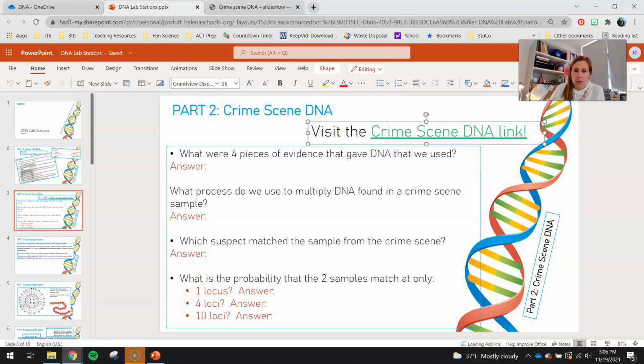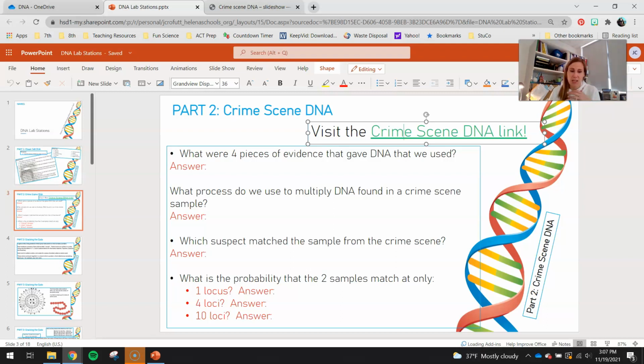Next one, what process do we use to multiply DNA found in a crime scene? If you find a little piece of hair, you might find DNA at the follicle of that hair if the follicle is included, but it might not be enough to actually take a look and compare it to anyone else's. So we have to use this process where we take a strand of DNA and we replicate it millions and millions of times. So now we have something big, that we have enough of to examine. It's hard to just look at a couple strands of DNA and interpret them, but if you have a lot, we can cut them into fragments and study them that way. Okay, which suspect matched the sample from the crime scene?